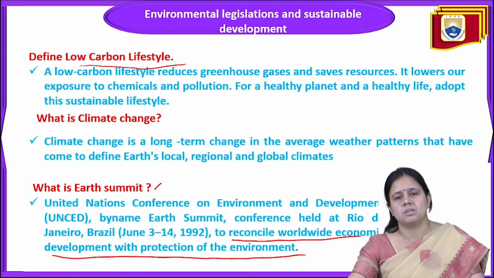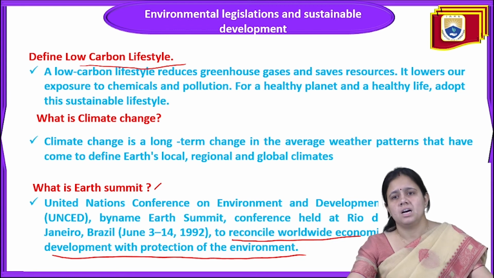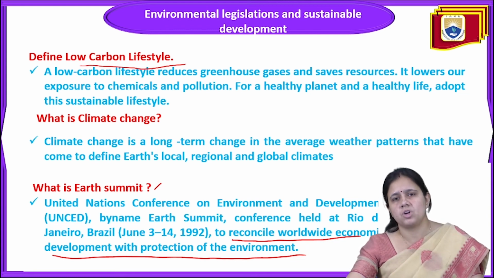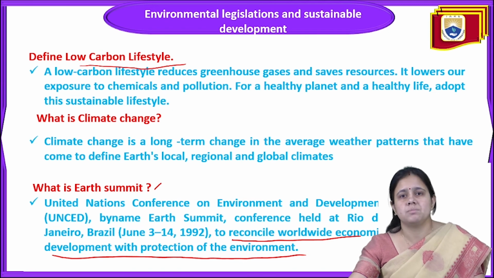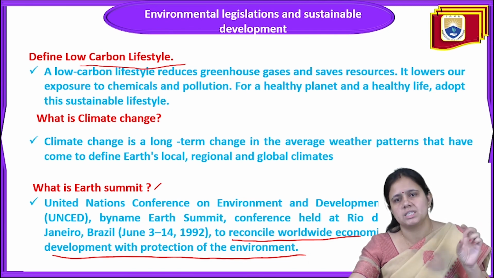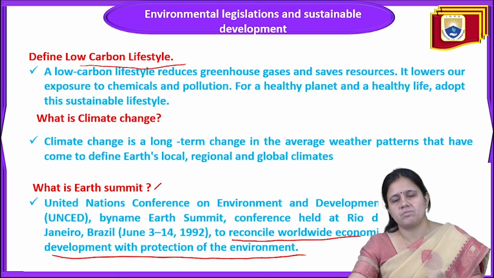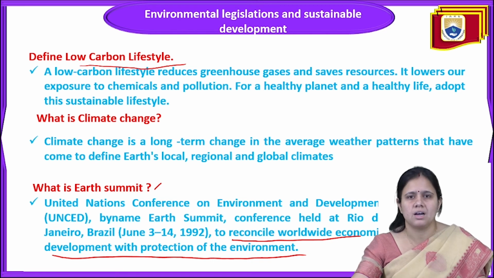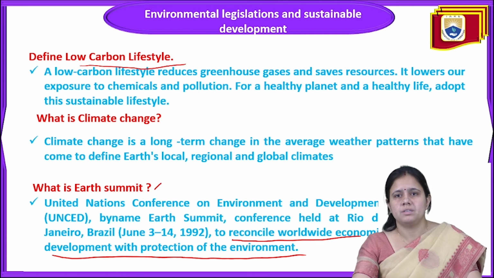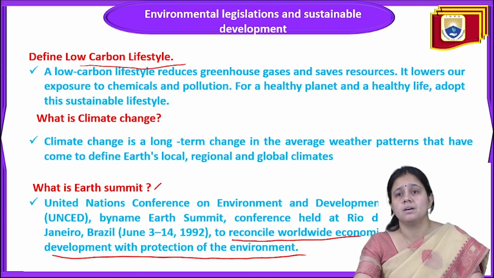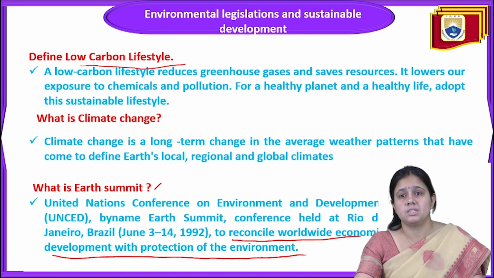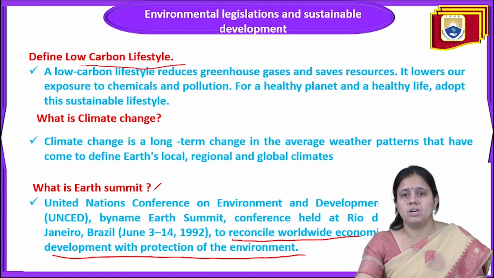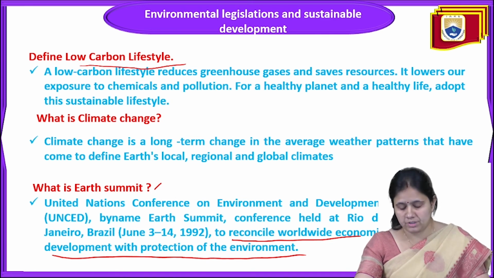This Earth Summit was a reconcile name of the document that has been signed, that has been provided in this UNCED conference. That's why this conference is also known as Earth Summit. And the Agenda 21 book is there, in which they have discussed 21 agenda items related with the protection of the environment. So this is about the Earth Summit that is given in the UNCED conference to reconcile worldwide economic development with protection of the environment.